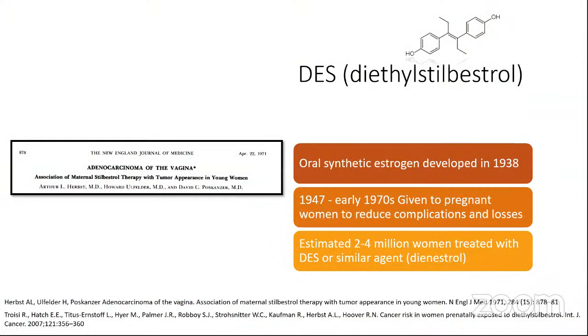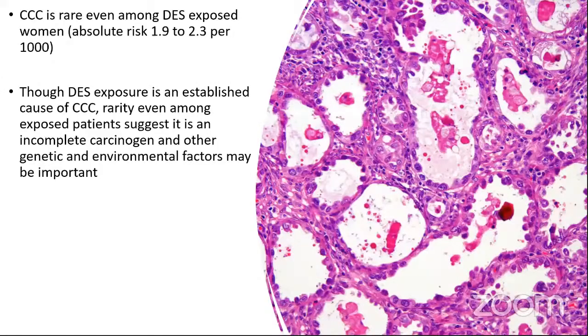And as we know, back in the 70s, Dr. Herbst described the seminal paper in the New England Journal of Medicine that linked diethylstilbestrol exposure in utero to the development of these very rare tumors in both the vagina and the cervix, clear cell carcinoma. So clear cell carcinoma is rare even amongst DES exposed patients, so while it's important to have DES as an underlying risk factor, it's not enough.